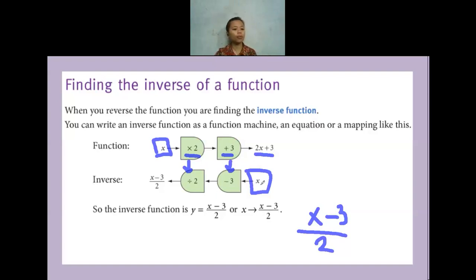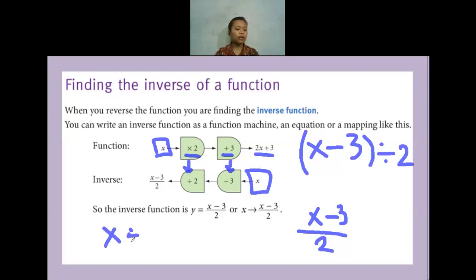So the x, we need to subtract 3 from it. X minus 3. After I have x minus 3, I have to divide the result by 2. Do not forget to put brackets on it. All of the result, I have to divide by 2. As we know, usually when we have x divided by 2, we write it as x per 2. Now we have x minus 3 divided by 2, so we will write it as x minus 3 per 2.